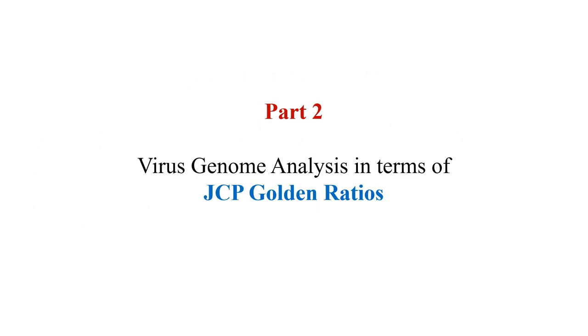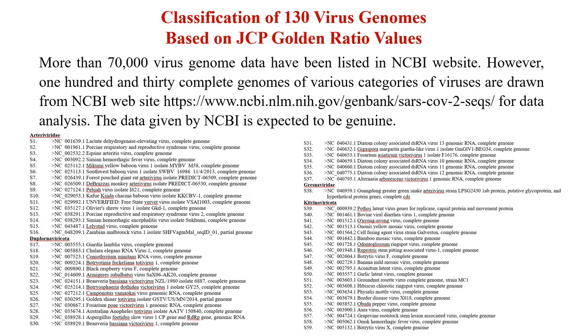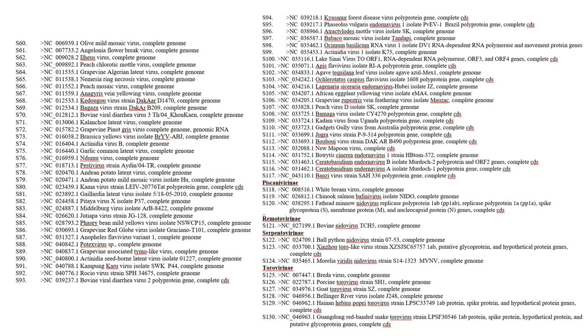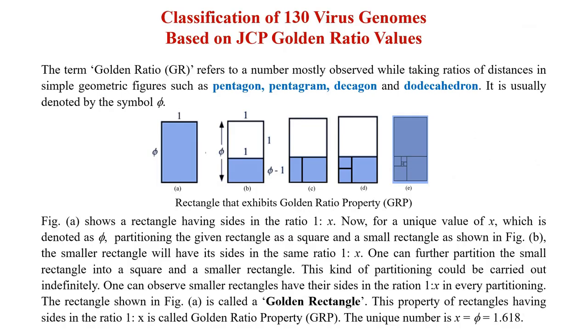Now we move on to part 2, where virus genome analysis is carried out in terms of JCP golden ratios. 130 complete genomes of various categories of viruses are drawn from NCBI website for data analysis. All 130 virus genomes have been listed in these 2 slides. Now let me briefly explain the notion of golden ratio in case of geometric figures. The term golden ratio, GR, refers to a number mostly observed while taking ratios of distances in simple geometric figures such as pentagon, pentagram, decagon and dodecahedron.